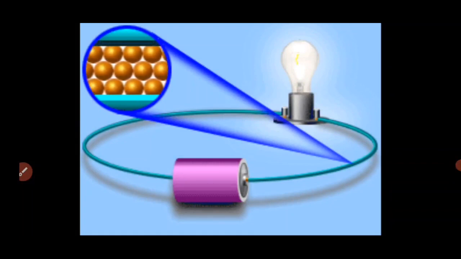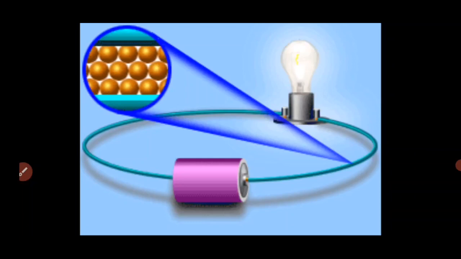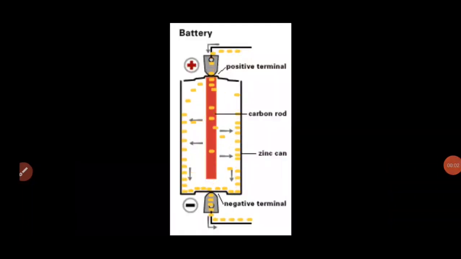This is similar to the flow of water through a channel or the flow of air from a region of higher pressure to a region of lower pressure. Students, in a similar manner, electric current passes from, very important, electric current, not electrons, from the positive terminal, which is known as higher electric potential, to the negative terminal, lower electric potential.